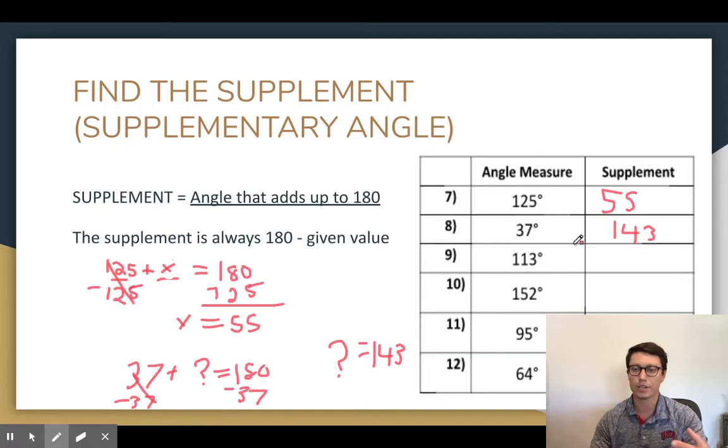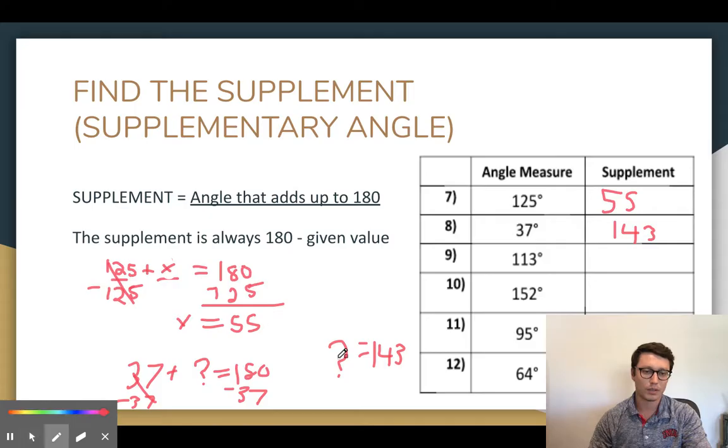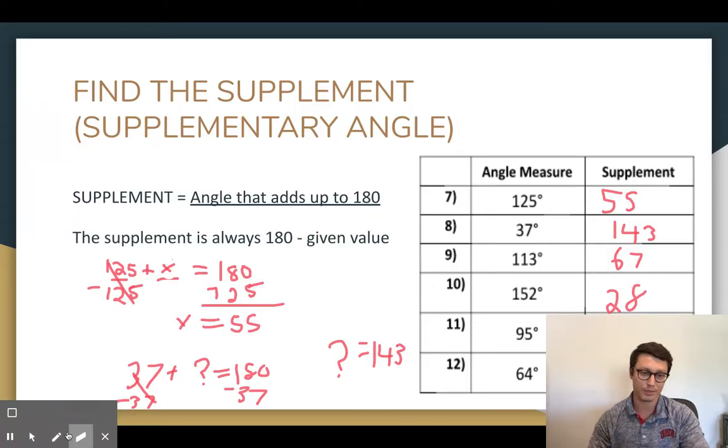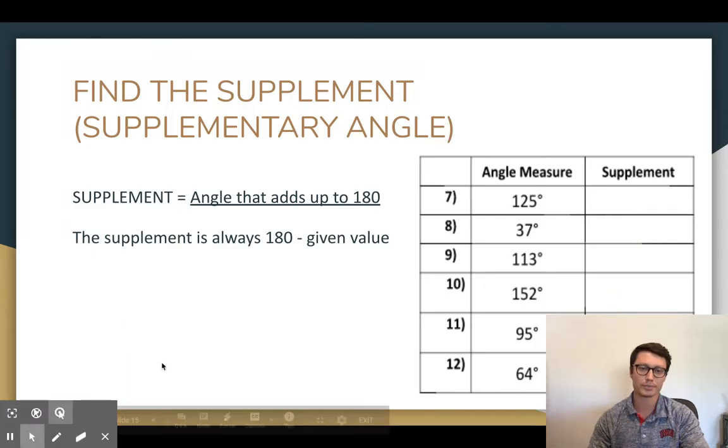Okay, go ahead, pause, work through these on your own. Just take 180, subtract the value. So 180 minus 113 gives you 67. 180 minus 152 gives us 28. 180 minus 95 would give us 85. And 180 minus 64 would give us 116. All right, so that is how we find the supplement. They have to add up to 180.